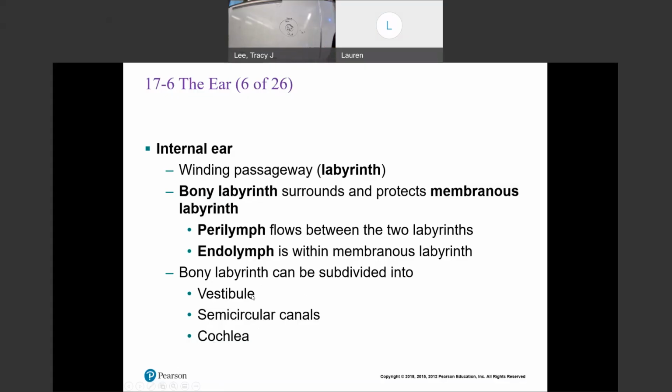The vestibule does vertical balance and horizontal. So if you've ever done the rides at the carnivals where they haul you up and you're sitting there and all of a sudden they pull the thing and you drop, this would be the vestibule detecting that fast up, fast down. It also detects fast forward, fast back. Your semicircular canals do more orientation type positions. And then your cochlea is all your hearing apparatus.